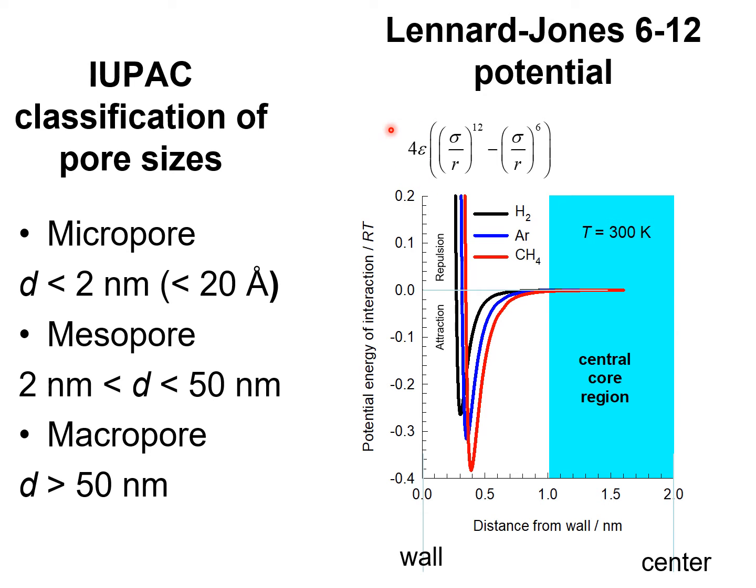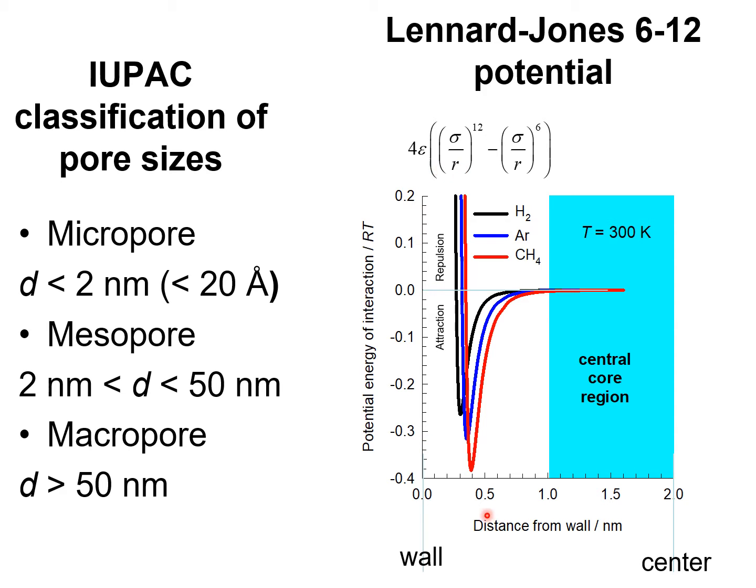Let's examine the energy of interaction of gas molecules with the pore wall. This graph presents calculations using the Lennard-Jones 6-12 potential. For hydrogen, the potential energy of interaction is shown by the black lines. For argon, the interaction energies are shown in blue, and for methane, the interaction energies are drawn in red.